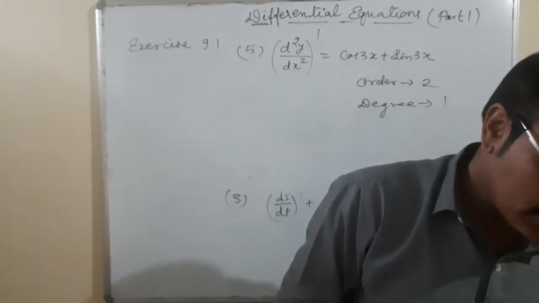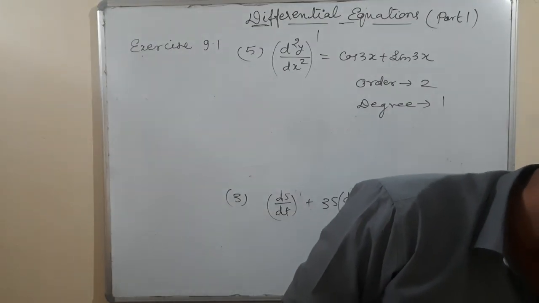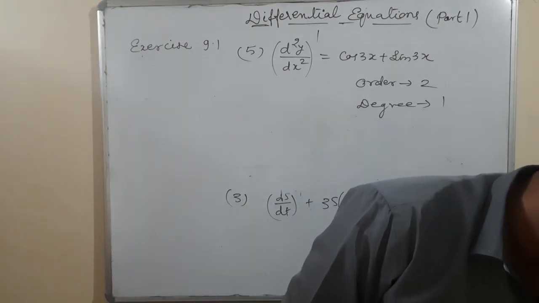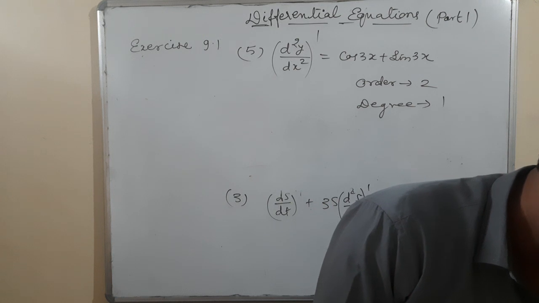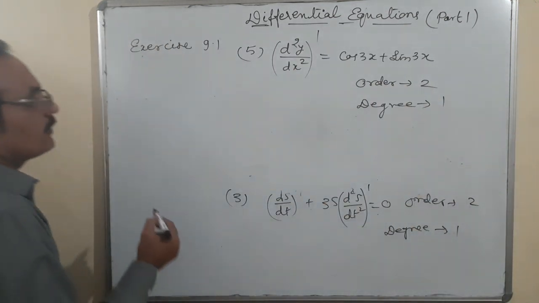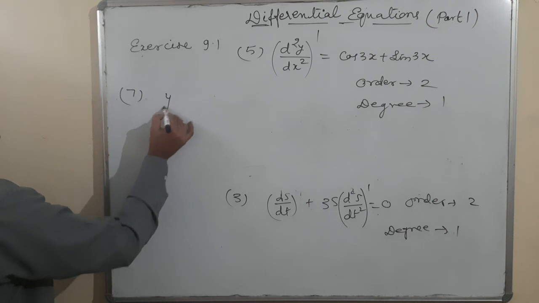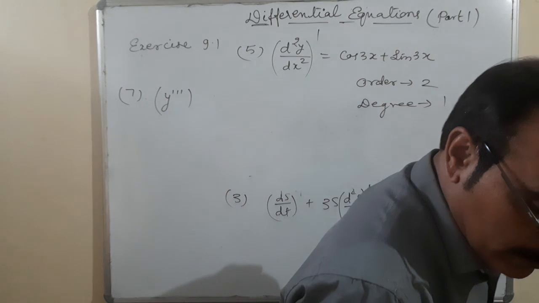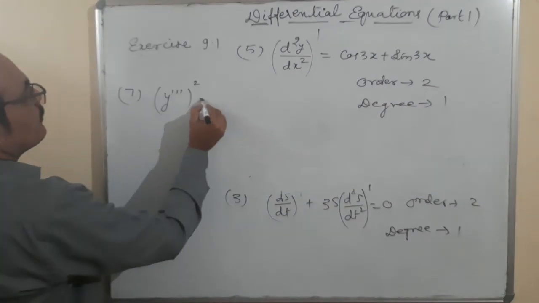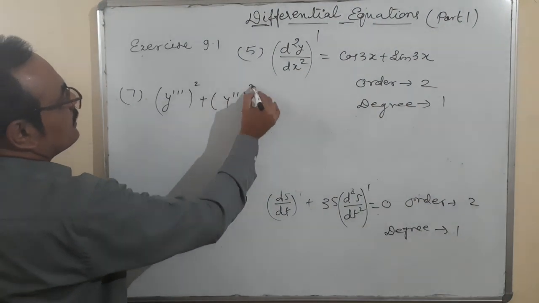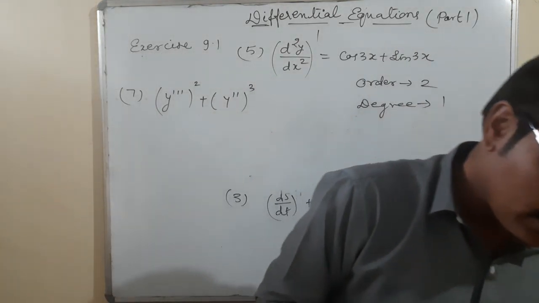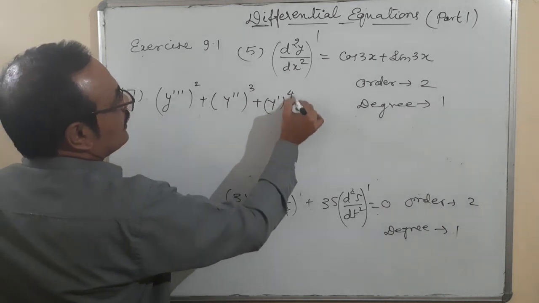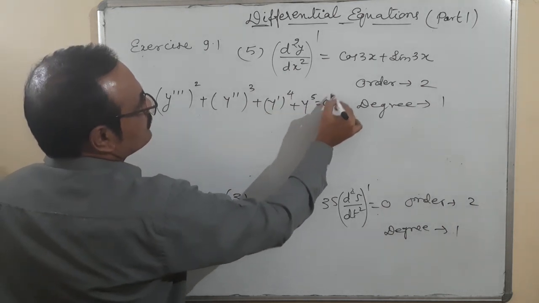Next question, sixth, y to the power m. It is not m actually, y triple dash squared, question number 7, y triple dash squared plus y double dash to the power 3 plus y dash to the power 4 plus y to the power 5 is equal to 0.